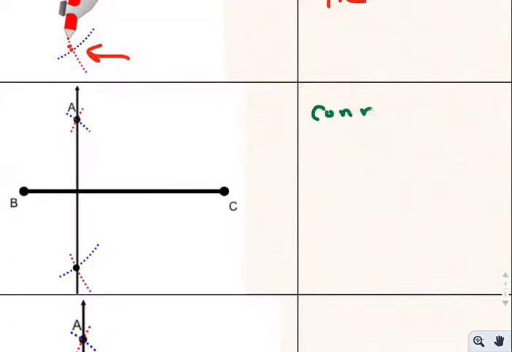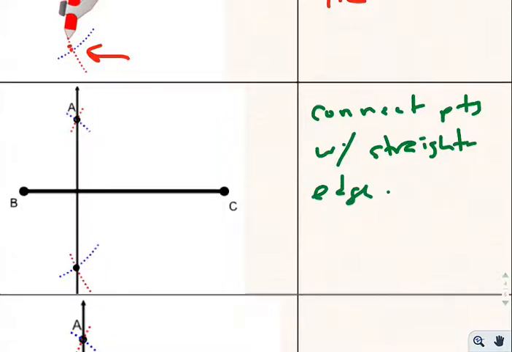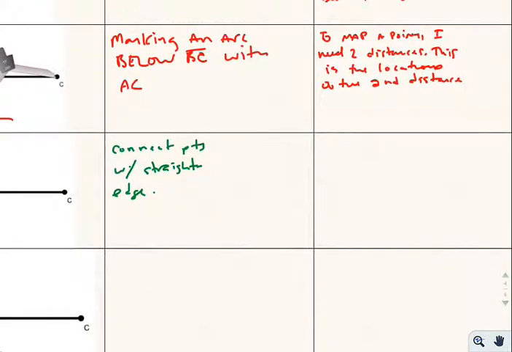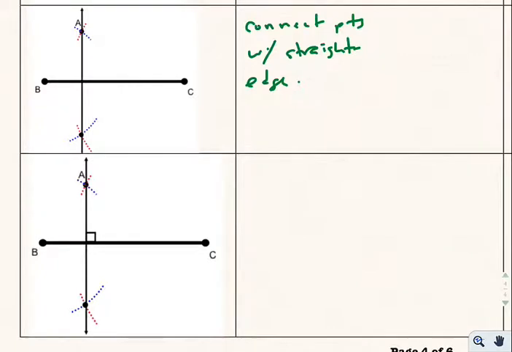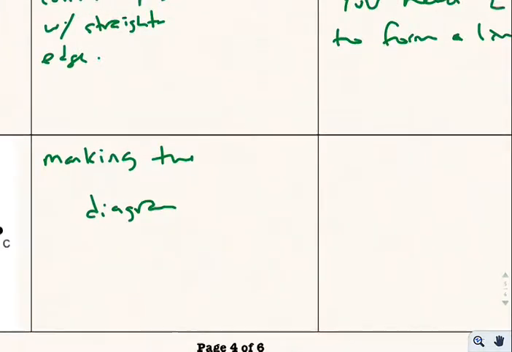So connect points with a straight edge. The reason I'm doing that is you need two points to form a line, and those two points I just found. If you look at this one, this is nothing more than marking the diagram, and the purpose of that is to let your reader know your intent.